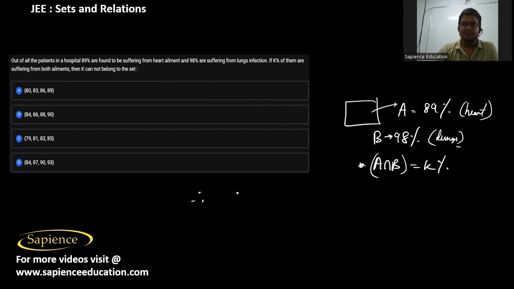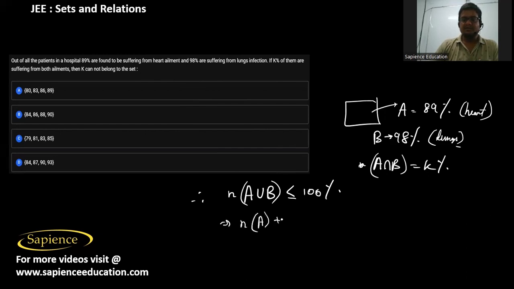So therefore, as you can see, A union B obviously means the number of patients who are either suffering from heart ailment or suffering from lungs infection, and that should be less than or equal to 100%. So therefore, n of A union B, that is n of A plus n of B minus n of A intersection B, should be less than or equal to 100%.